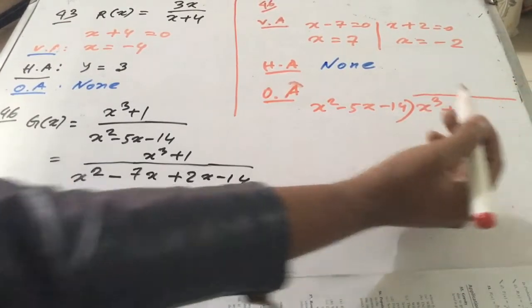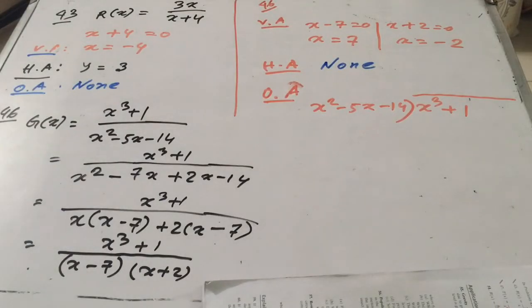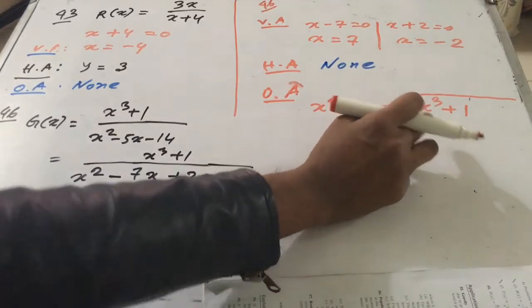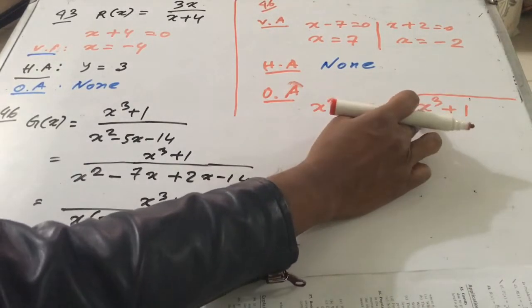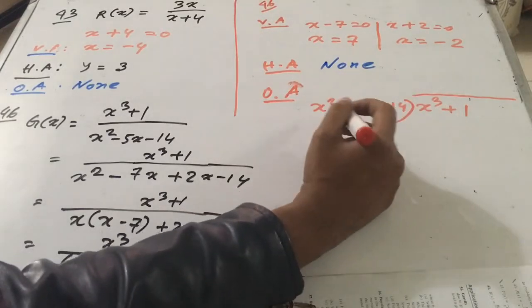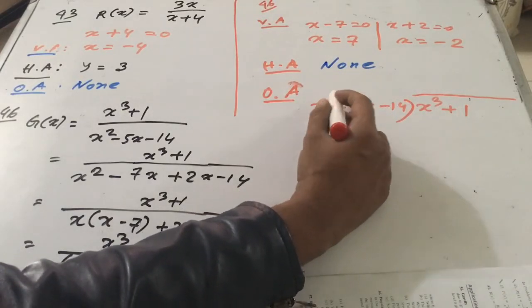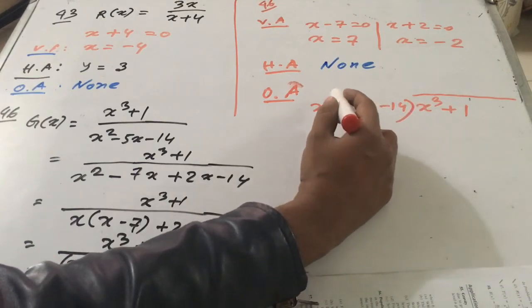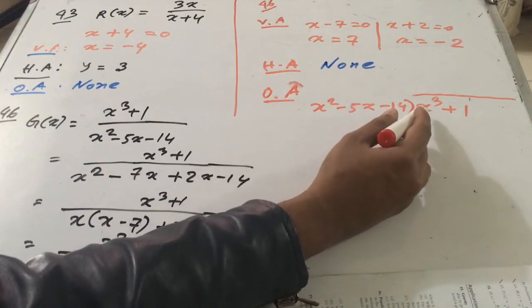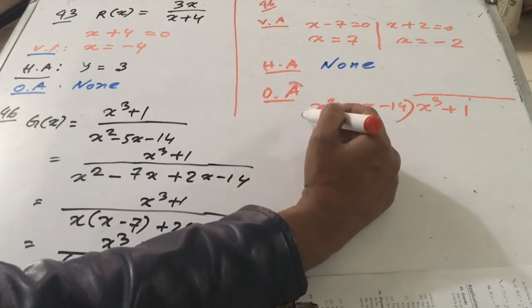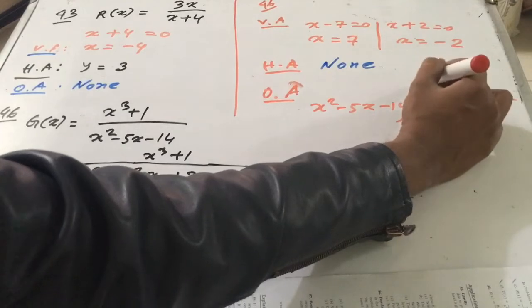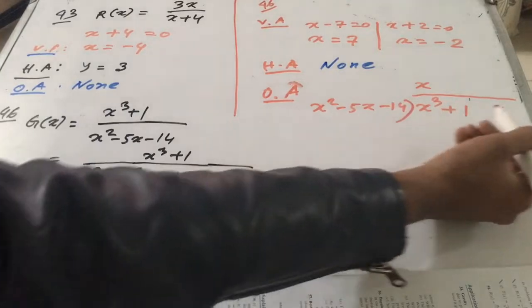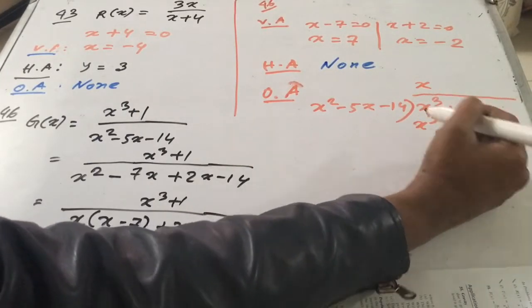I will write the answer up top. So we have to divide this thing. First of all, look at this, what we need here. This is my x cube. I have to match it: what do I need to multiply with x square to get x cube? Definitely one x is short, so I have to multiply by x. If I multiply x with x square, then I get x cube, right?